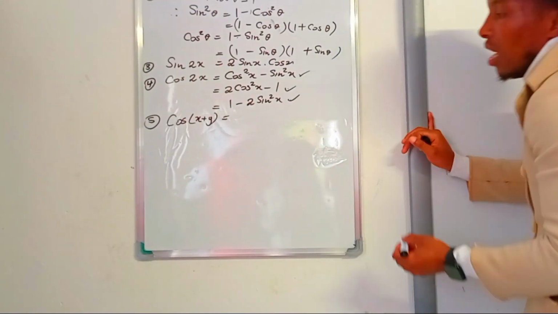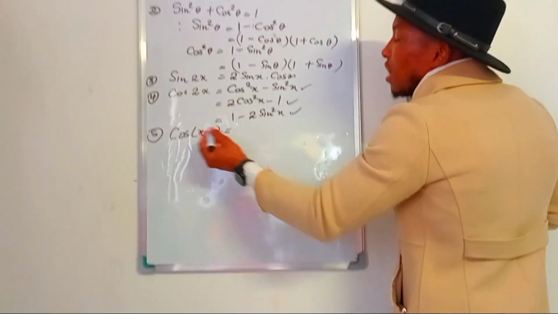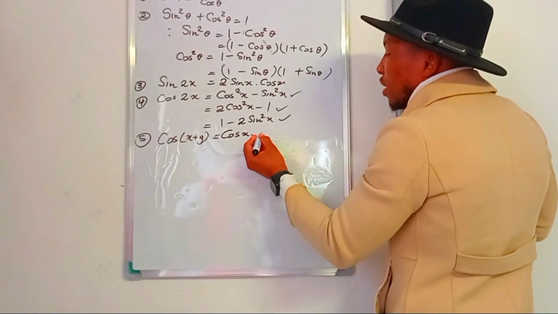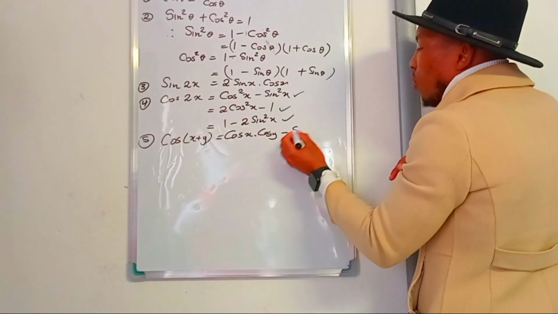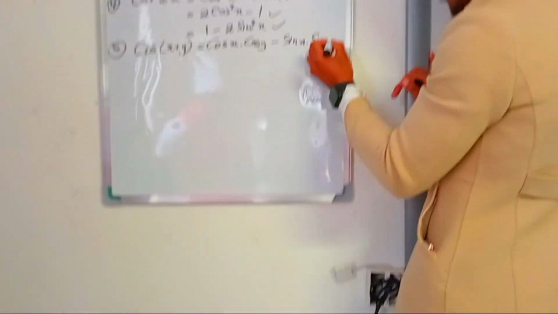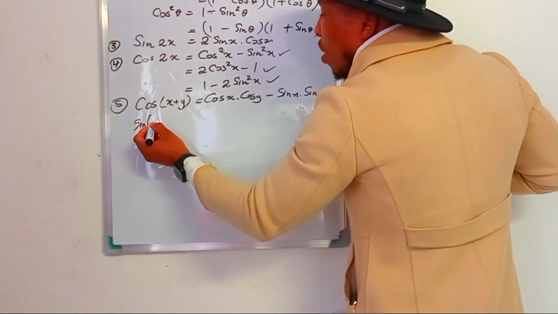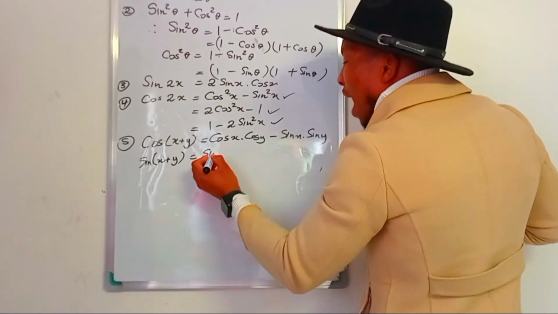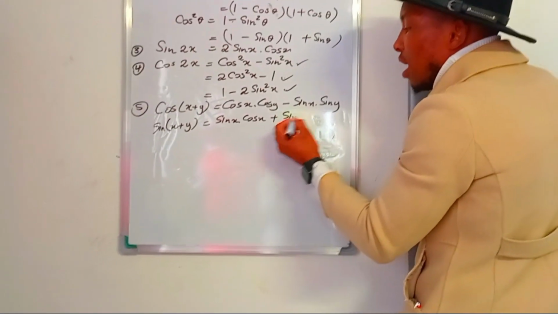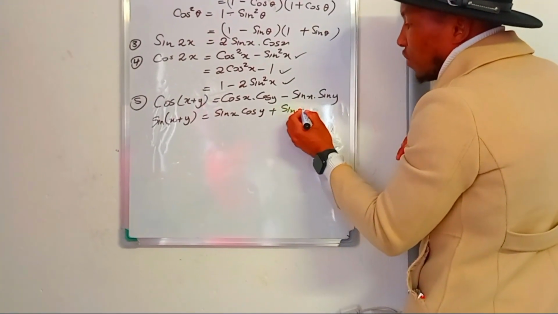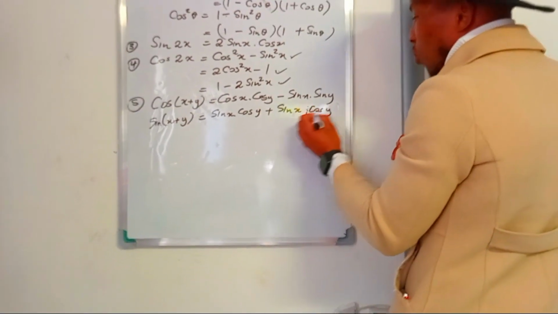Therefore, remember the compound angle is whereby I just want the sum between the angles inside the equation. Therefore, we normally say that cos x times cos y, and minus, change the sign, it is positive, sin x times sin y, okay? And also we have the compound angle of sine, whereby we have sin x times cos y, and also positive cos x times sin y, okay?